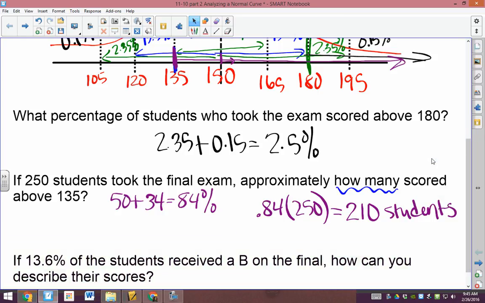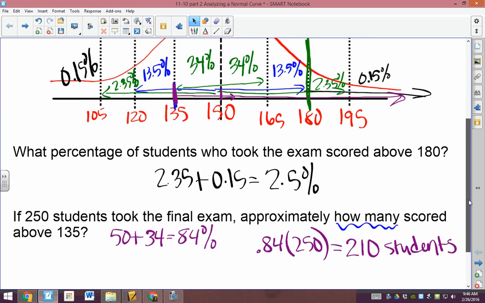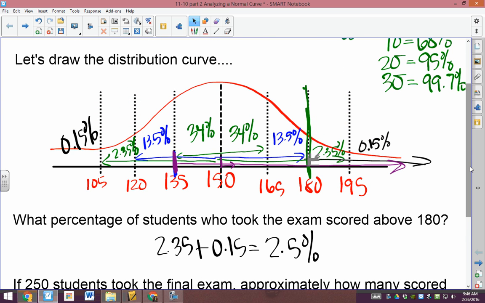There you go. All right, if 13.6% of the students received a B on the final, how can you describe their scores? I like this question. 13.6. Did I say 3.16? Oh my. Okay. Must be late in the day. No, 13.6. That's all good, unless I was hearing wrong. We'll have to rewind later and check it out.